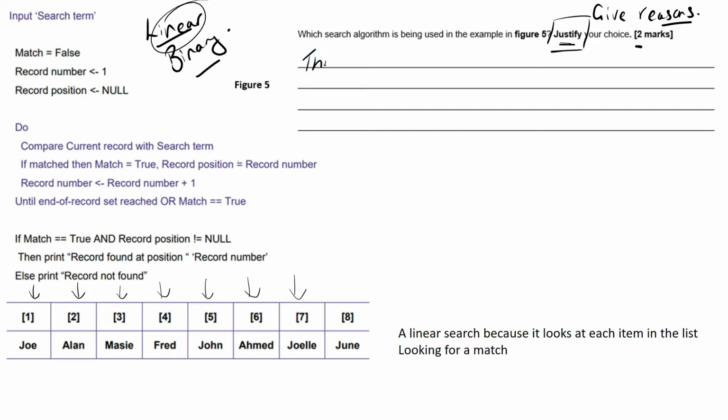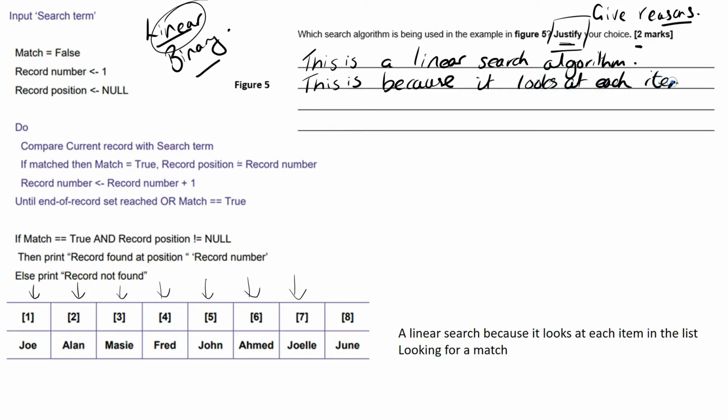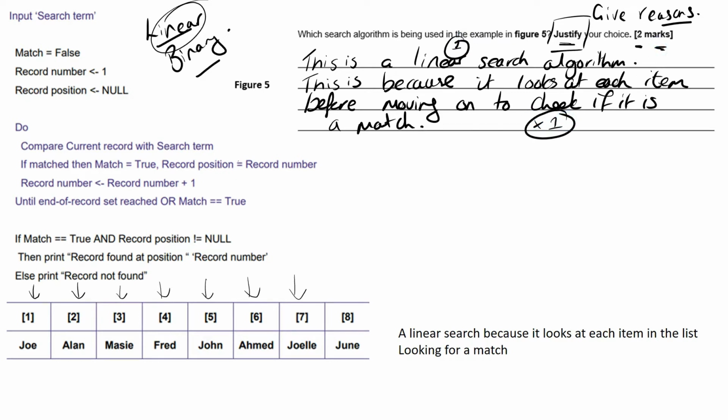So this is a linear search algorithm. This is because it looks at each item before moving on to check if it is a match. Okay, so I've said that it's a linear search, so that's my 1 mark. And then I've given my reason, which is a valid reason, and that will give me my 2nd mark.